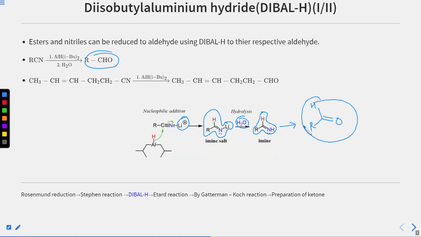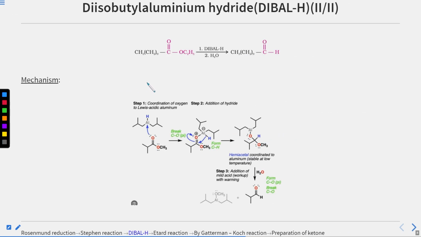Okay. So remember this. I am again suggesting you to remember this: as we expose our imine to hydrolysis, it quickly gets converted into your aldehyde. Okay, clear? So this was your reaction of DIBAL-H with nitriles. Now we will see how it reacts with esters.